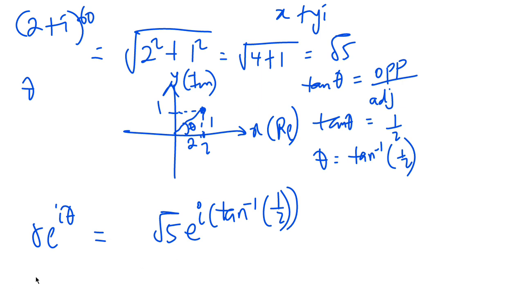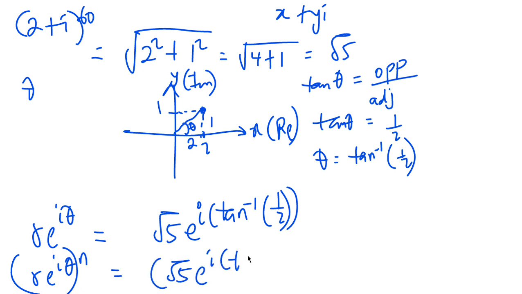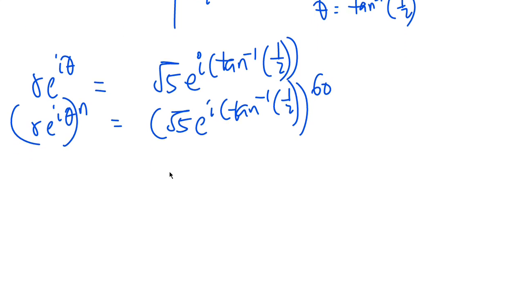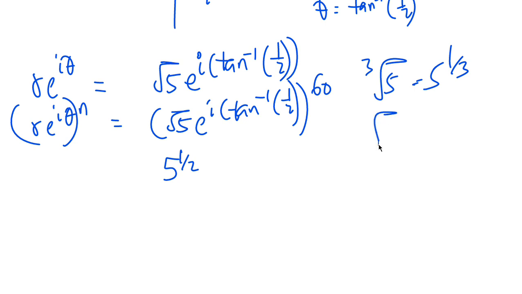Since they are now asking us for (2 + i) raised to power 60, that means everything that is here, you will raise to the power of 60. So what we will now do is root 5 raised to power 60. Remember that root 5 can be written as 5 raised to power half. If you did indices, fractional index, cube root of 5 is the same thing as 5 raised to power 1 over 3. Fourth root of 5 can be written as 5 raised to power 1 over 4, right?